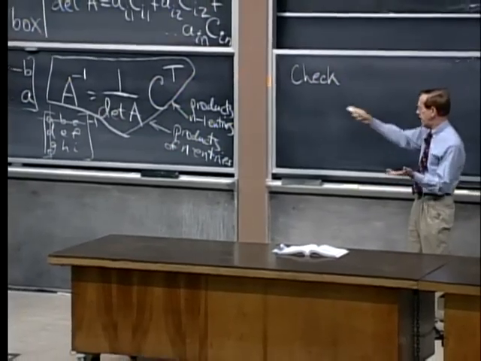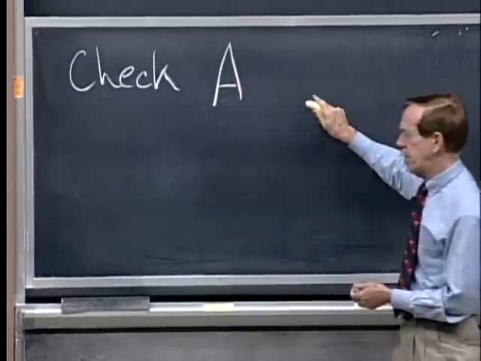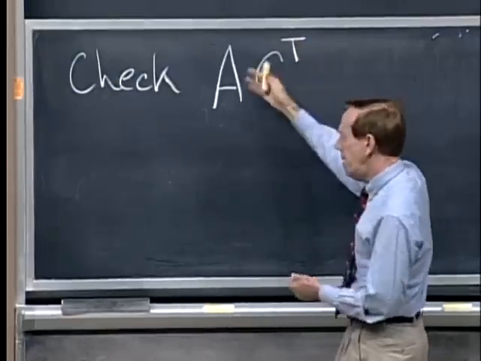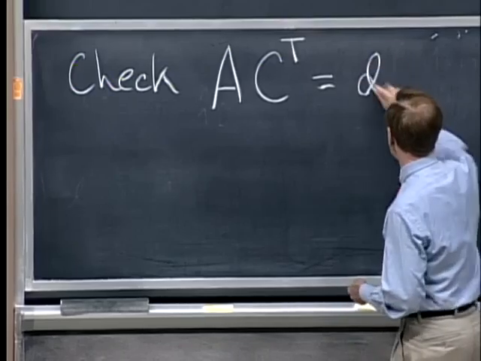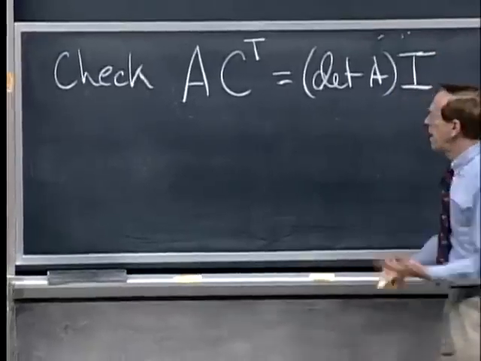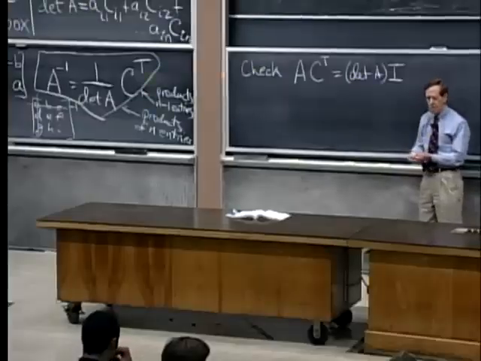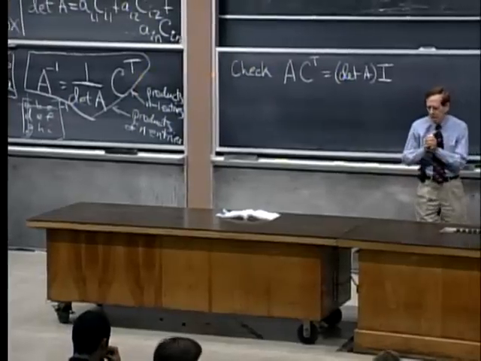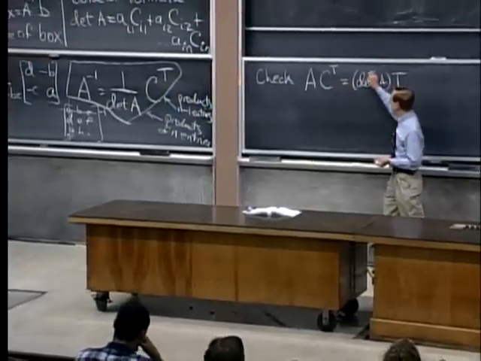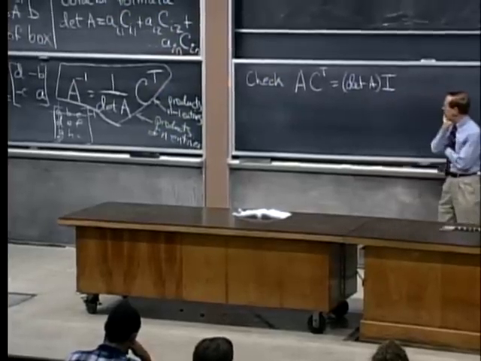So I want to check that A times this thing, now I'm going to write in the inverse, gives the identity. So I check that A times C transpose, let me bring the determinant up here, is the determinant of A times the identity. That's my job. If this is true, and it is, then I've correctly identified A inverse as C transpose divided by the determinant. Okay, but why is this true?